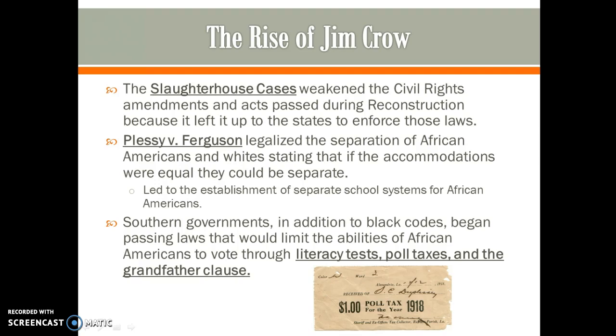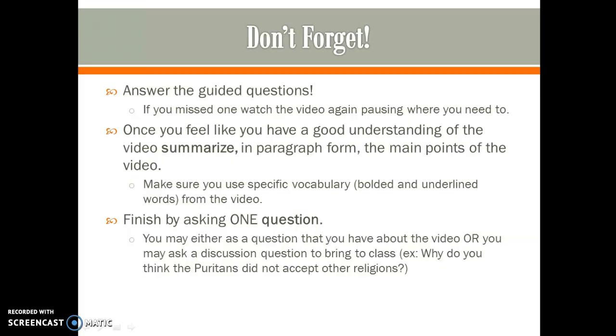Southern governments, in addition to black codes, began passing laws that would limit the abilities of African Americans to vote through literacy tests that required somebody to take a reading test, poll taxes that required someone to pay in order to vote, and the grandfather clause, which stated that if your grandfather had the right to vote before 1865, then you could have the right to vote as well, limiting the votes only to whites.